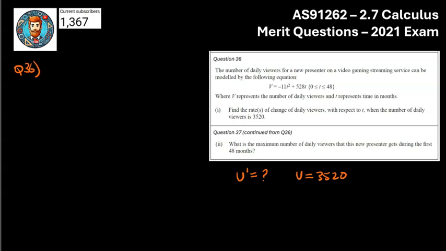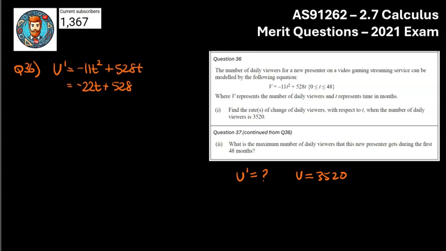V is equal to negative 11t squared plus 528t. I'm now going to differentiate this to get V'. That's going to be negative 22t plus 528. Now, to find V', we've got to know something to do with time.